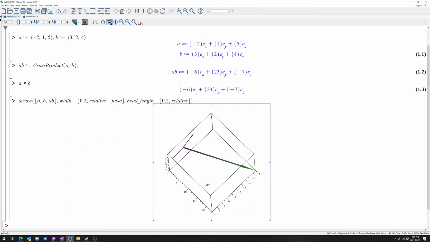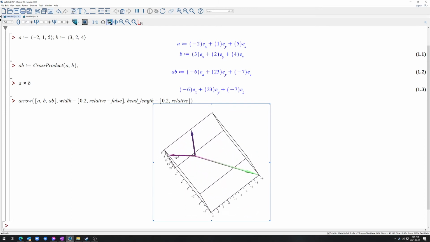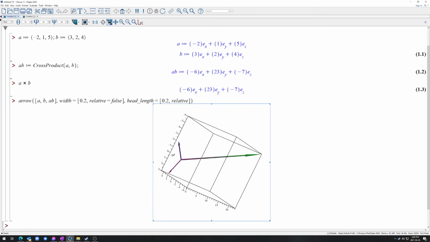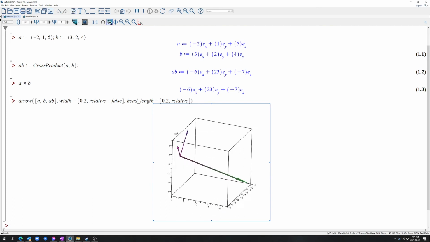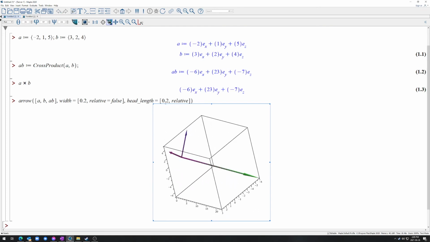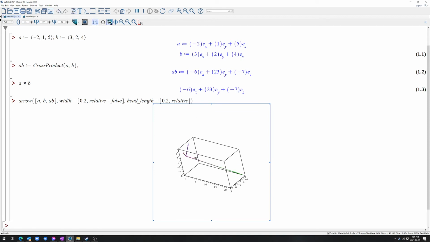Okay, the first thing you'll notice is they don't all look particularly orthogonal. This cross product is supposed to be orthogonal to those other 2. If we go back to 1-to-1 scaling, or constrained scaling though, you can see, oh, there we go.